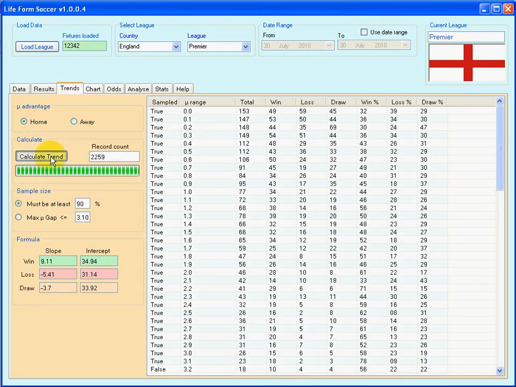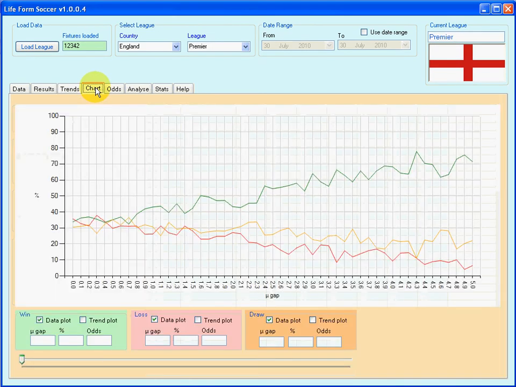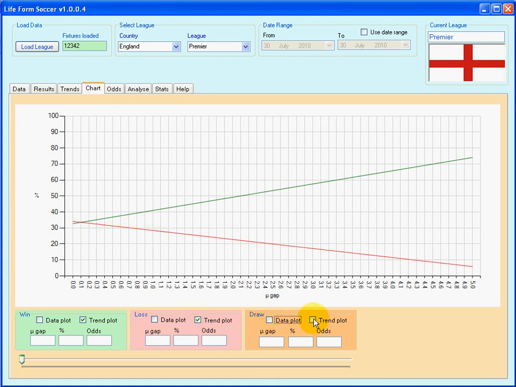If we calculate a home trend, we could look at our charts again and see the actual data plots for win, draw and loss. And if we want to look at the pure average trend line, we can do this also. And that's all there is to it.